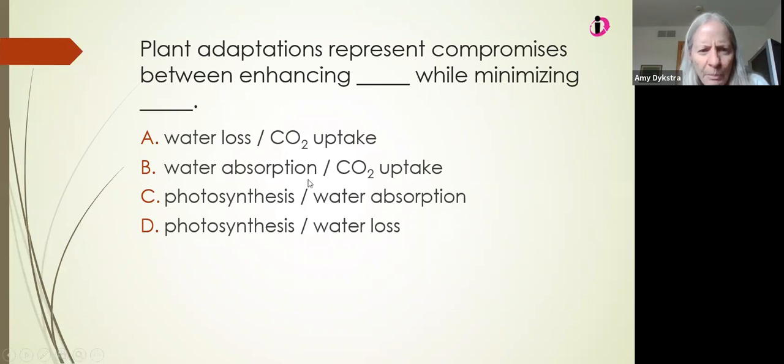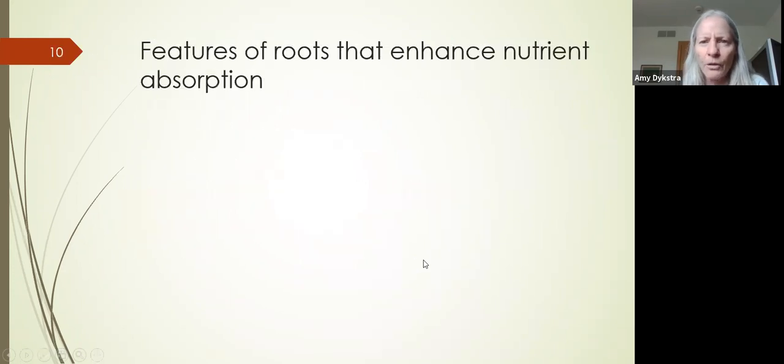There were a couple people that put B, water absorption versus CO2 uptake. And this is kind of backwards also. Well, they kind of want both of these things. They need CO2, so this is not actually a trade-off. And remember that water gets absorbed from the roots. So if they are bringing in lots of CO2, that means that all those pathways are going to be open and more water is going to be absorbed. So the best answer is D. They want to maximize photosynthesis while minimizing water loss.